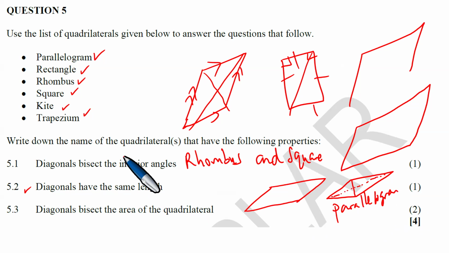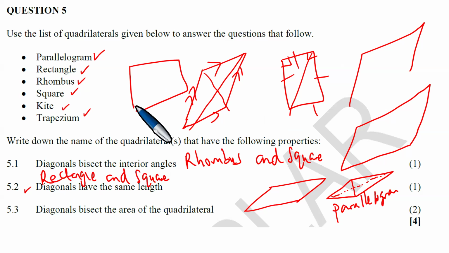So which one? Rectangle or trapezium? Rectangle. Well done. Just teasing you there. So we have a rectangle. In a rectangle, because it's organized like this, all the angles are right angles and therefore the diagonals are the same length, but even the square as well.